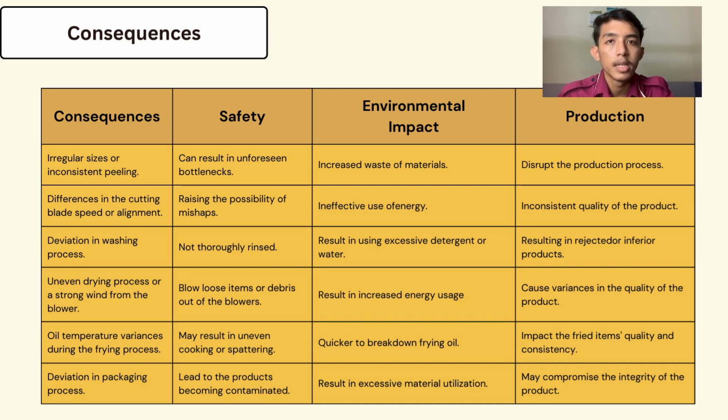For the fifth deviation, which is oil temperature variance during the frying process. For the safety consequences, it may result in uneven cooking or spattering. For the environmental impact, quicker breakdown of the frying oil. And for the production, impact the fried items' quality and consistency.